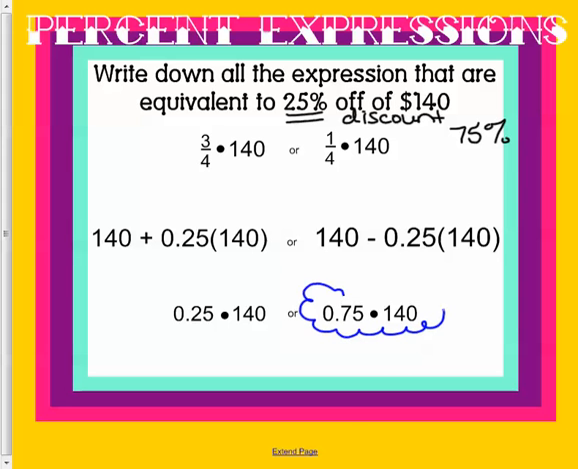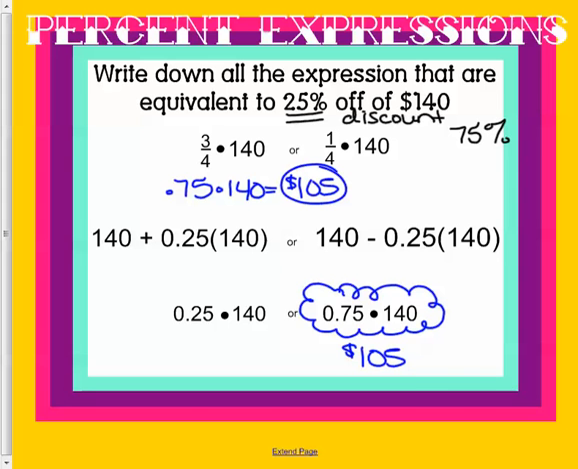This one right here is 75% of 140, which gives me 105. If we look up here, 3/4 is also 75%. It's 0.75 times 140, which gives me, again, 105. So this one also works.